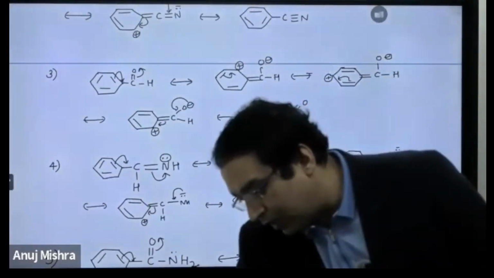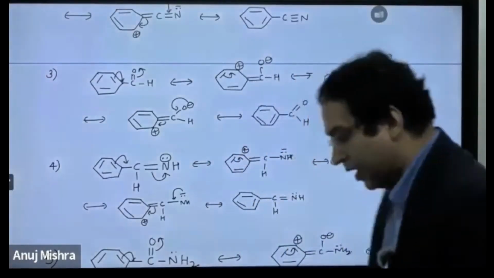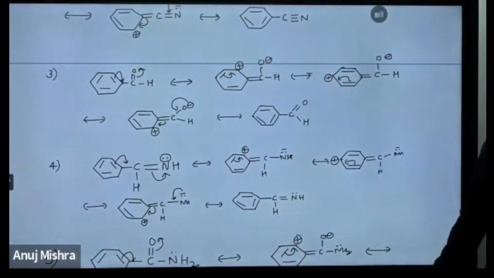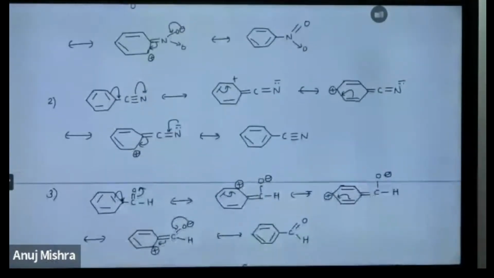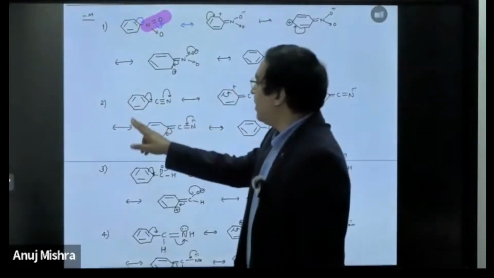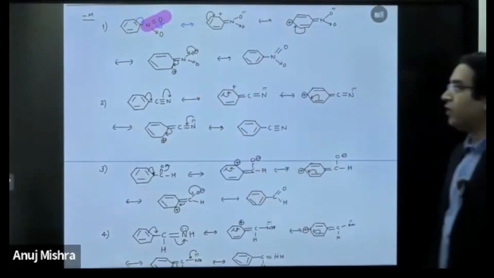So last one, send it here, send it here. That's the same. I think all these cases are pretty much similar only. This went up. CN, CHO. Can you find a common thing in all of them? Which charge is being formed? Ortho position, para position, ortho position. Which charge is being formed? Plus charge.